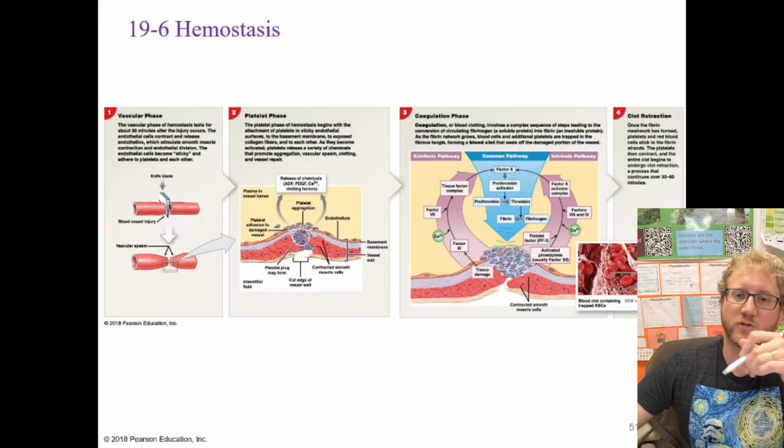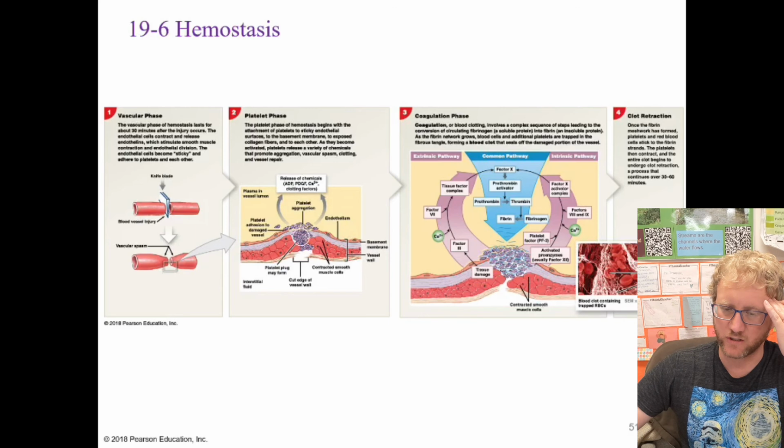Pause it, take a look at this, maybe draw some notes in your chart, or take this picture and put it into your notes if you're doing it digitally.